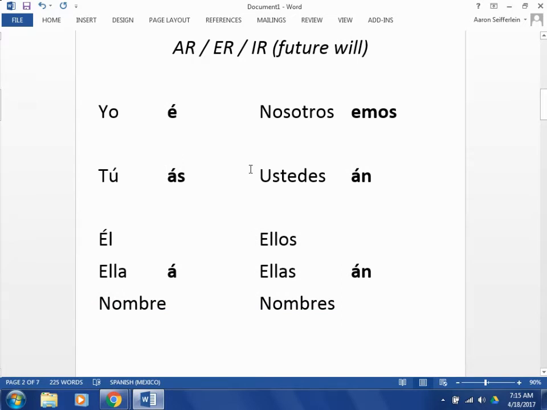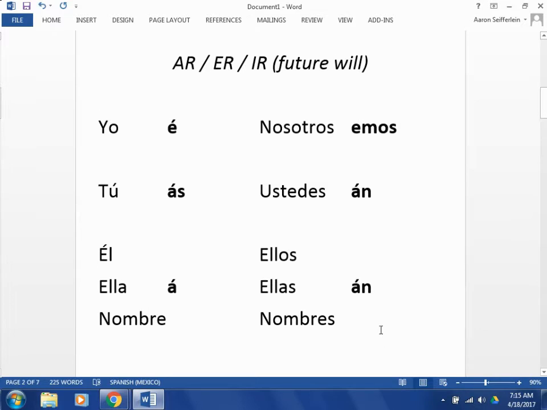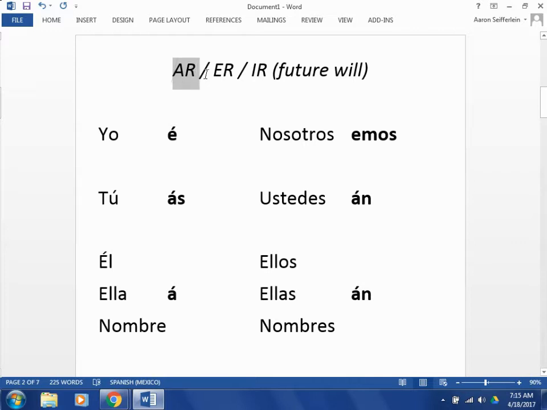Okay, here you have the conjugation set up, and notice that part of what makes this verb tense very easy is that the AR, ER, and IR endings are all the same. Typically, we have to memorize AR endings and then separately memorize ER and IR endings, which are different. That's not the case here. These are the only endings you'll need to learn. We have é, ás, á, emos, án.